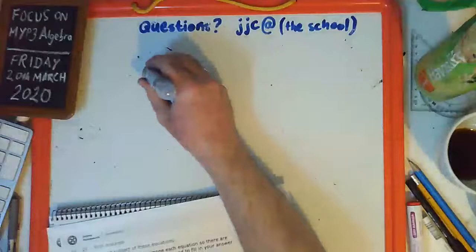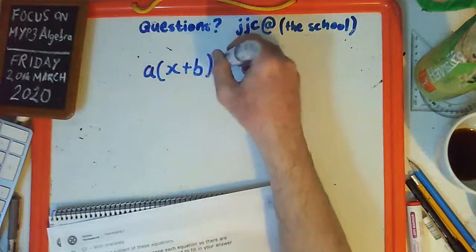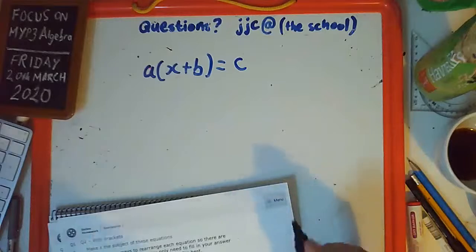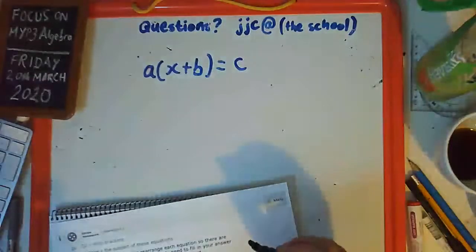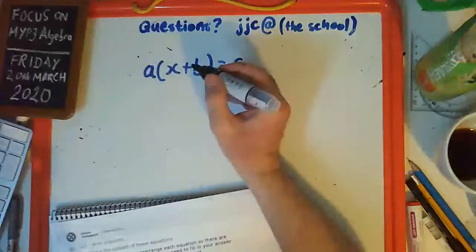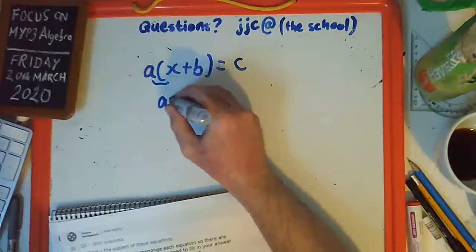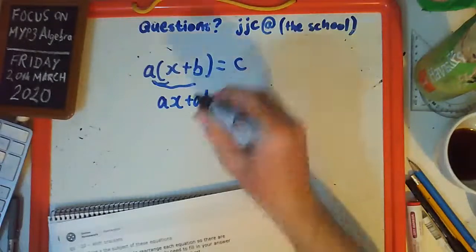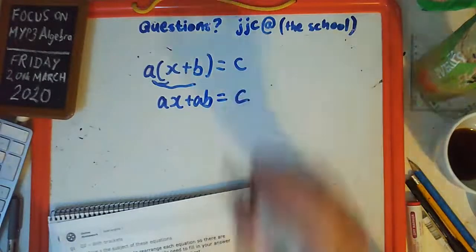blue. a brackets x plus b equals c. And you've got to rearrange that as x equals something with the other letters. Okay, so yeah, you will need a little help with this. I've not done much of that in class, but the thing to do here is multiply the brackets out. So a times x gives me ax. a times b gives me ab. So that bracket is the same as ax plus ab equals c.